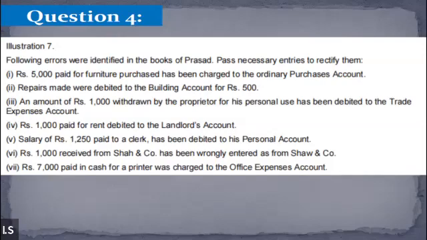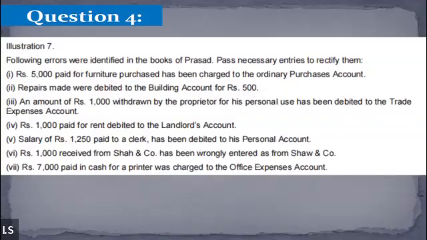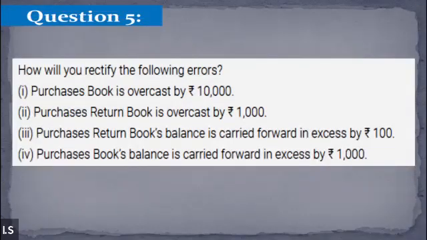So this is the question that we will be discussing in today's session. The following errors were identified in the books of Prasad. Pass necessary entries to rectify them. 5,000 paid for furniture purchase has been charged to the ordinary purchase account, and repairs made were debited to the building account for rupees 500. I think we have discussed this question as well, no? Yes, sir. Okay, so let's start with the 5th one.